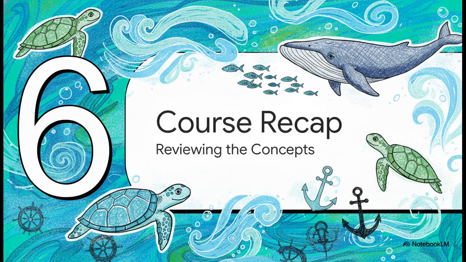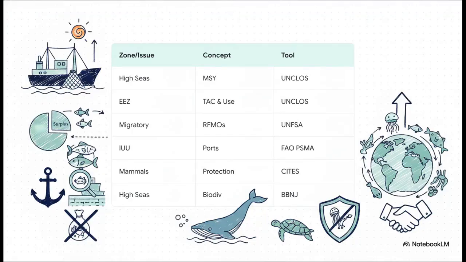And finally, Section 6, Course Recap. Okay, let's sequence everything we've learned today so you have it locked in. We started with the UNCLOS baseline, learning that high seas conservation aims for maximum sustainable yield, or MSY, based purely on science. In the EEZ, coastal states set a total allowable catch, or TAC, and they're legally bound by optimum utilization to share any surplus, though as we discussed, they often just claim full capacity to avoid doing that. To fix the migratory gap, the 1995 Fish Stocks Agreement created RFMOs, which unfortunately still face that pesky free rider problem.